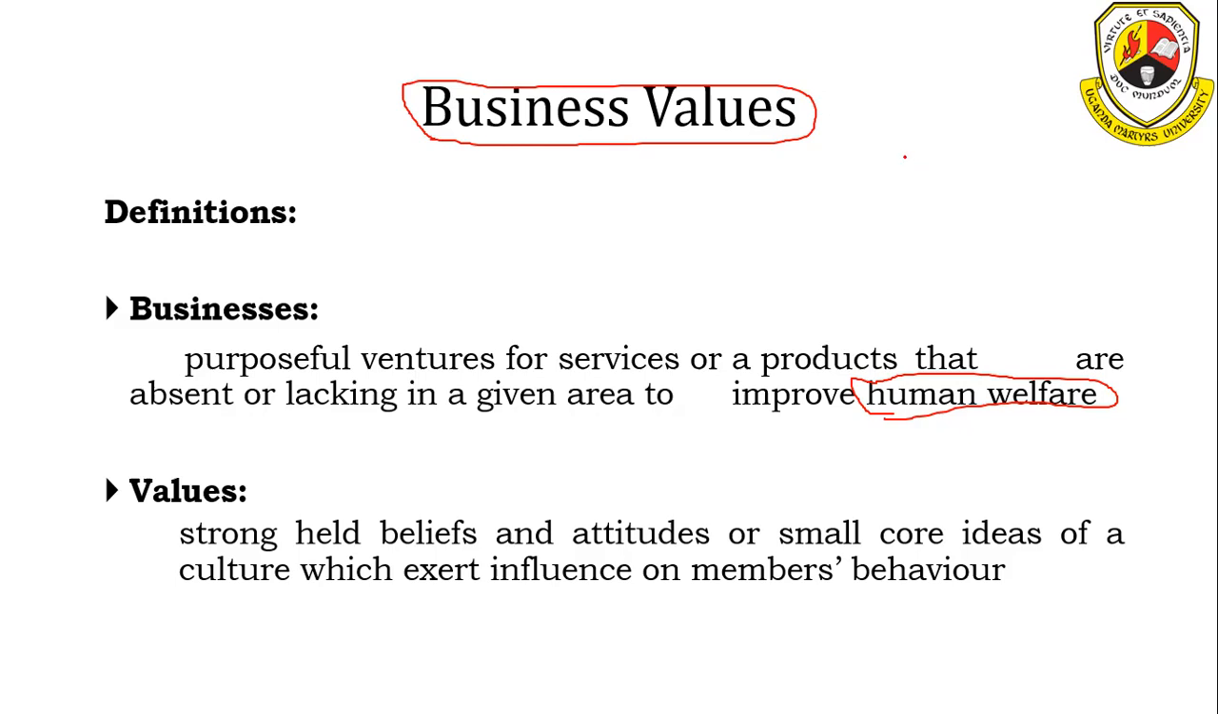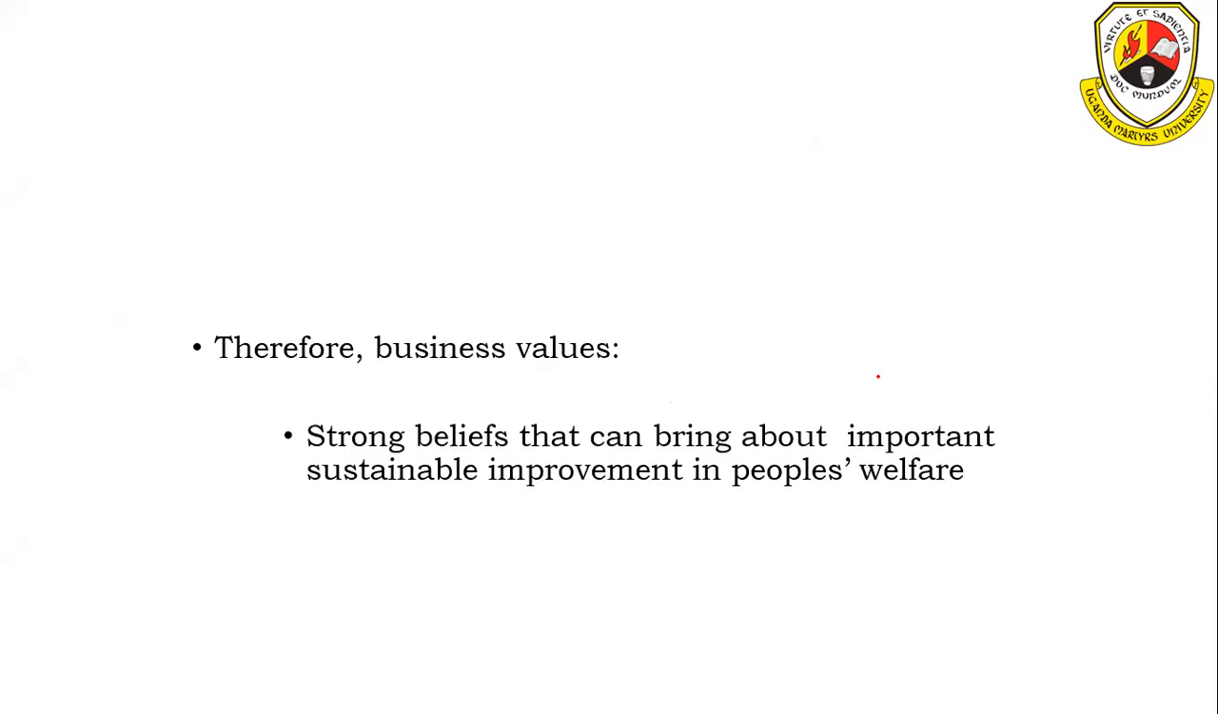So that would be an example of business values, where the purposeful ventures of the service or product are part and parcel of the business value. Take an example in Europe and the US. If your business demonstrates that it is at any point against sexual orientation, then automatically you'll be blacklisted, or you might even be taken to court. So your business values are expected to match with the social values. The business value, in other words, should be a strong belief that supports sustainable improvement in people's welfare.